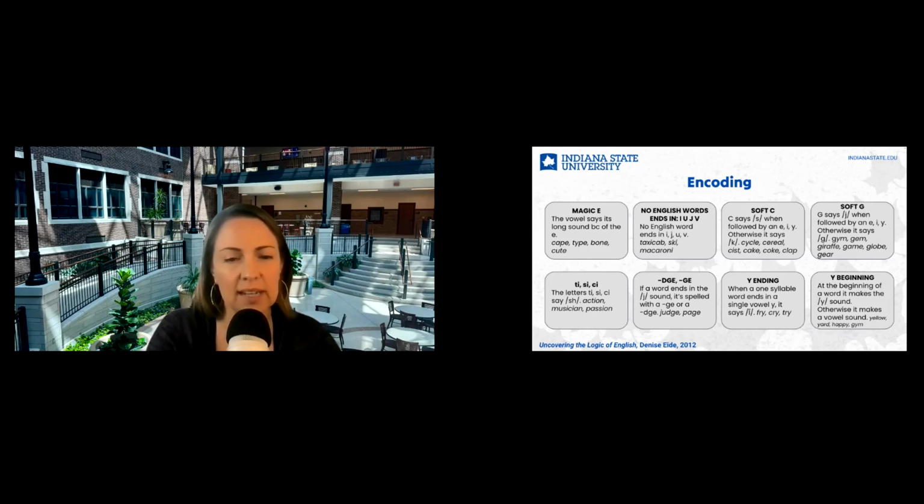The next rule is the J sound ending. So we just learned that no English word ends in the letter J, but we have a lot of words that end in the J sound. Well, those are spelled with GE or DGE. If it's followed by a long vowel sound, it'll be spelled GE, like in page. If it's followed by a short vowel sound, it'll be spelled with DGE, like budge or judge. The next rule is about the Y ending.